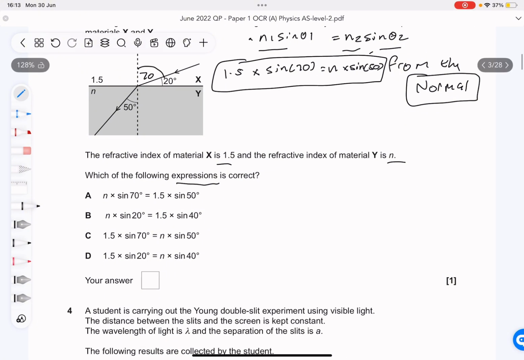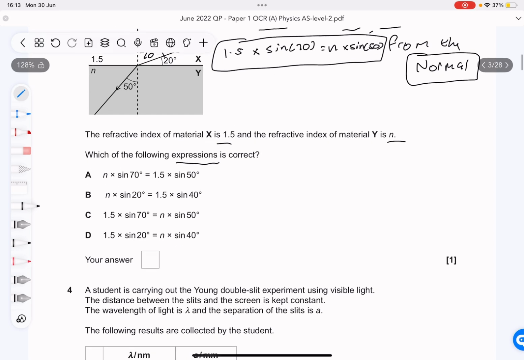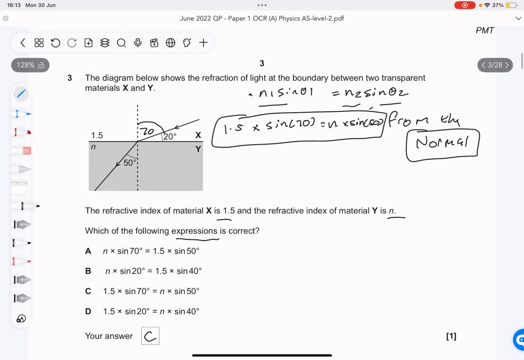So, do any of them match up? Yeah, C does. So C is the correct answer. For this question, I think a lot of people could get caught out because they'd use 20 as the refractive index, or sorry, the angle of incidence, which it isn't. Remember, angle of incidence and angle of refraction are always measured from the normal to the ray.